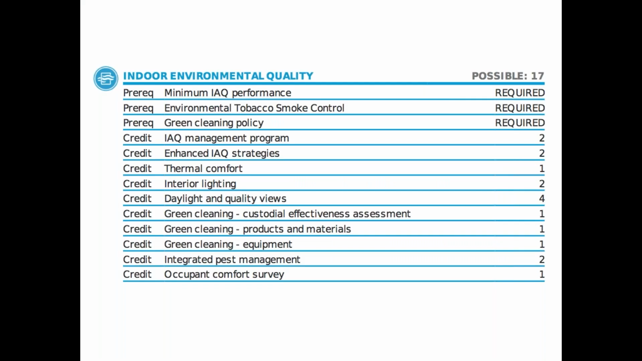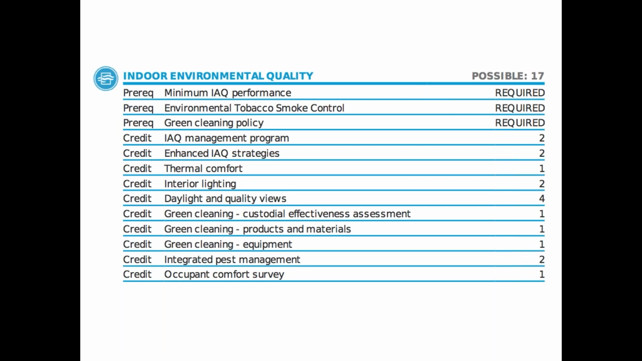So looking ahead, we've got 3 prerequisites. We have the minimum IAQ performance, so the minimum indoor air quality performance, environmental tobacco smoke control, and the green cleaning policy, all as our prerequisites. And looking through, we've got 10 following credits with the IAQ management program, enhanced IAQ strategies, thermal comfort, lighting, daylight and views, and then 3 green cleaning credits, integrated pest management, and our occupant comfort survey.